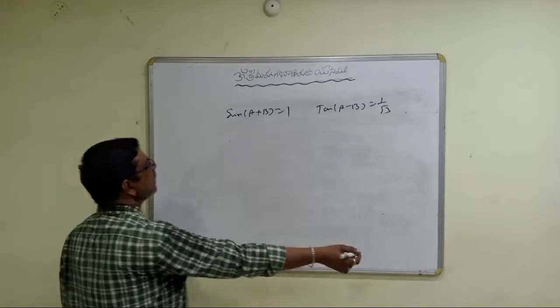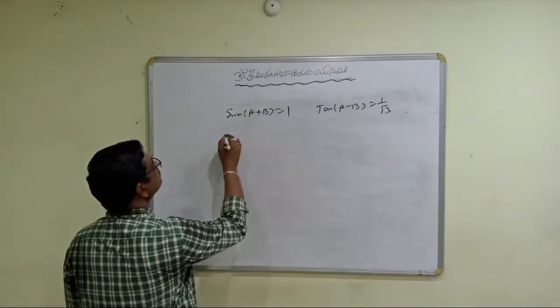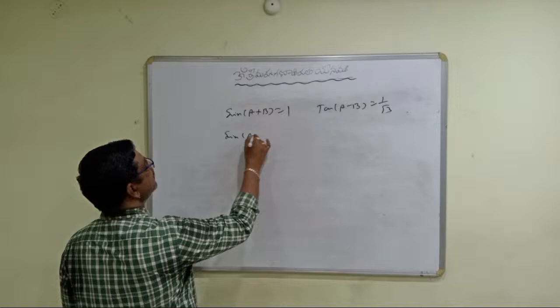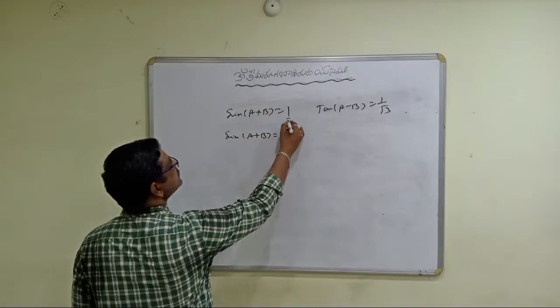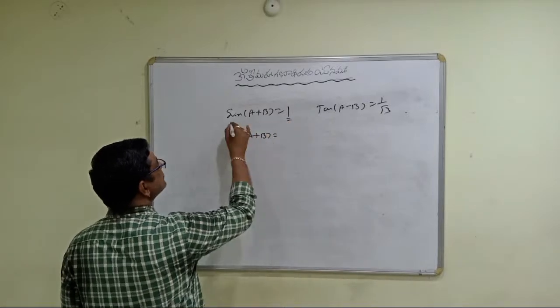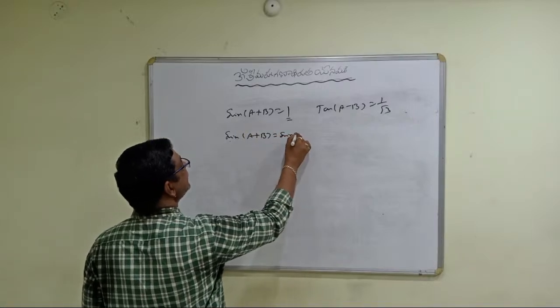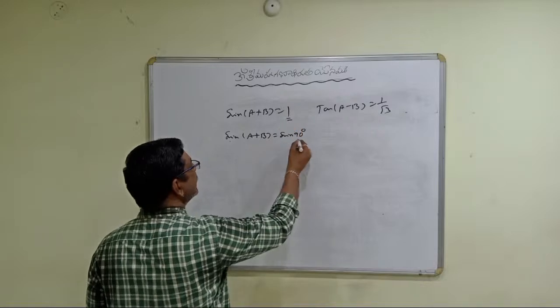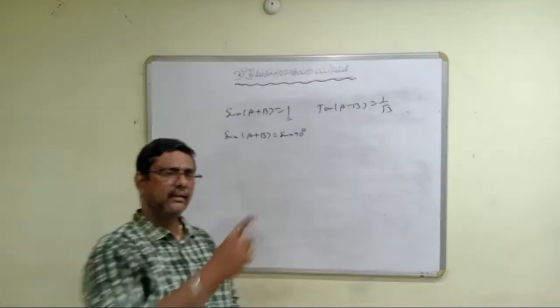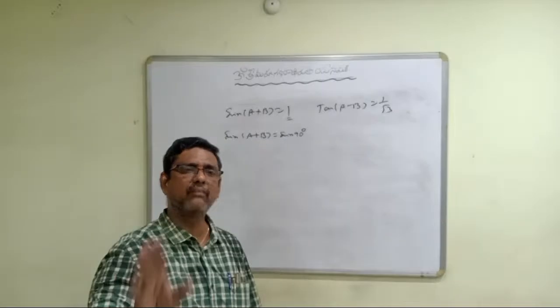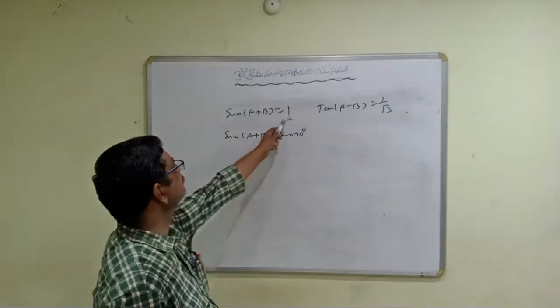As I told you just now in the previous problem, for sin(A plus B), I can write 1 as sin 90. Sir, but in the previous problem you told us to take 1 as tan 45. Now you are taking 1 as sin 90.